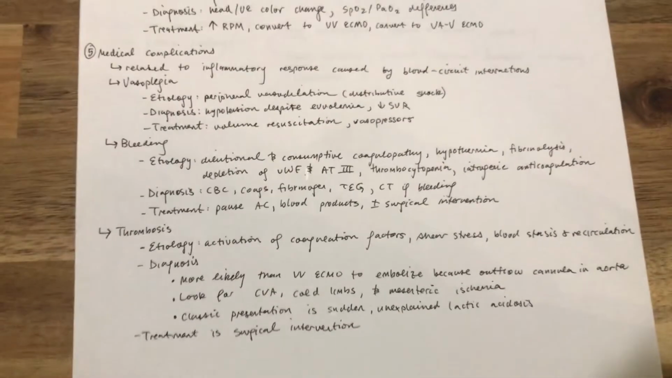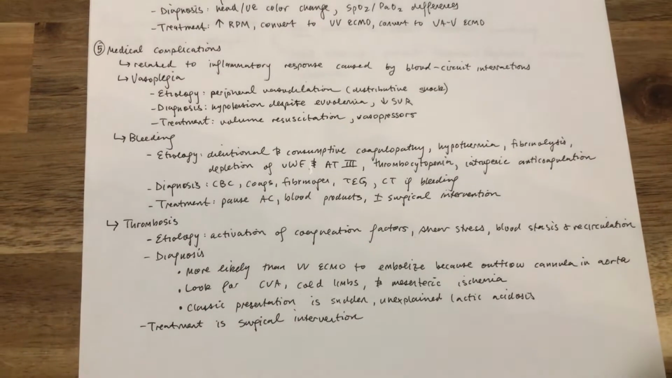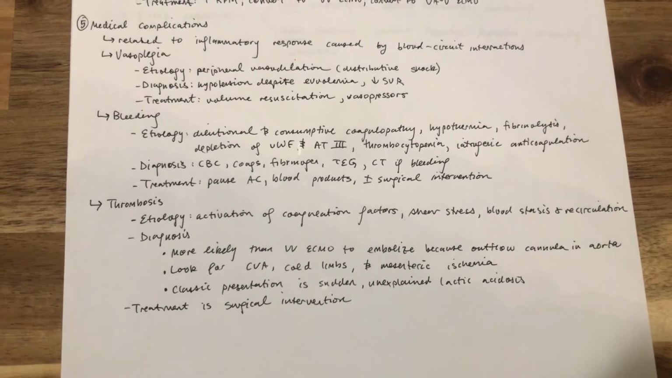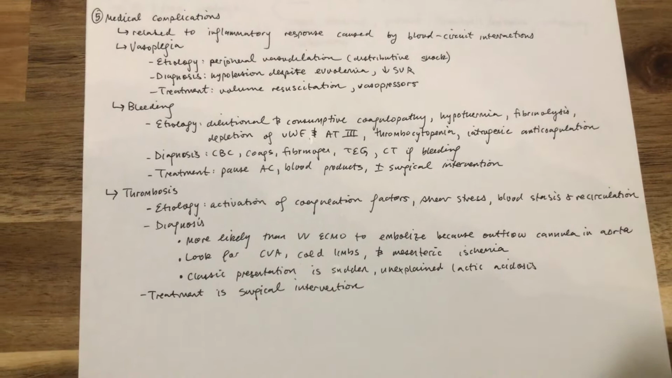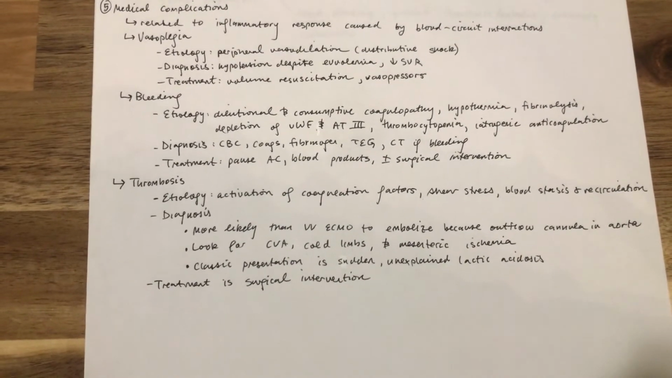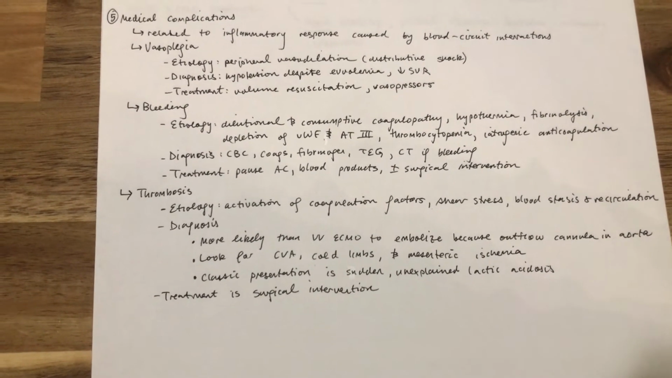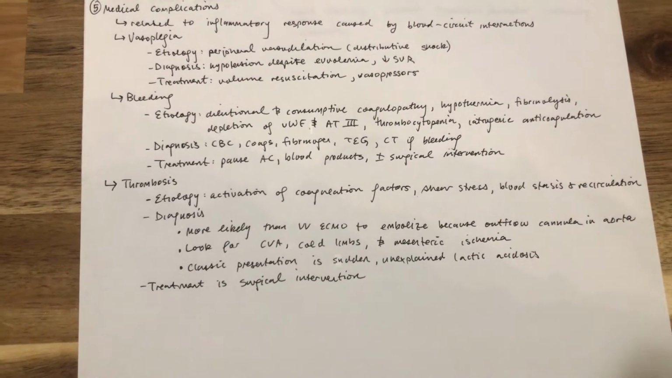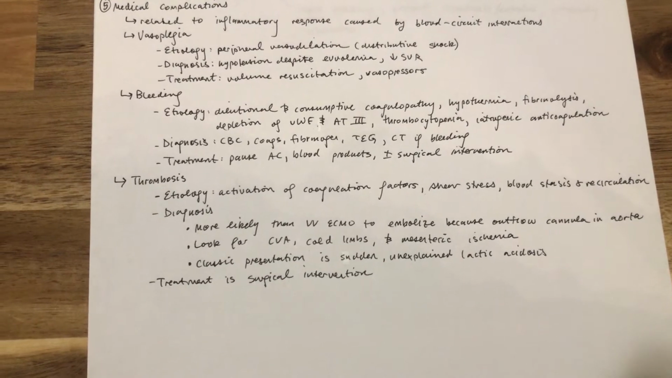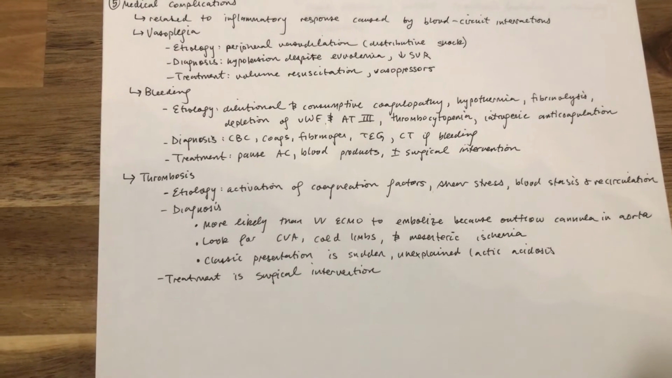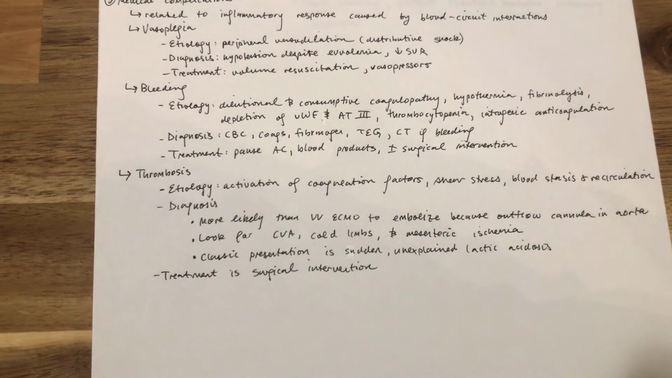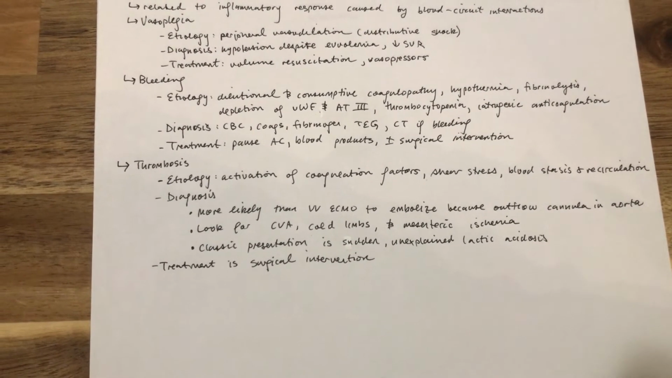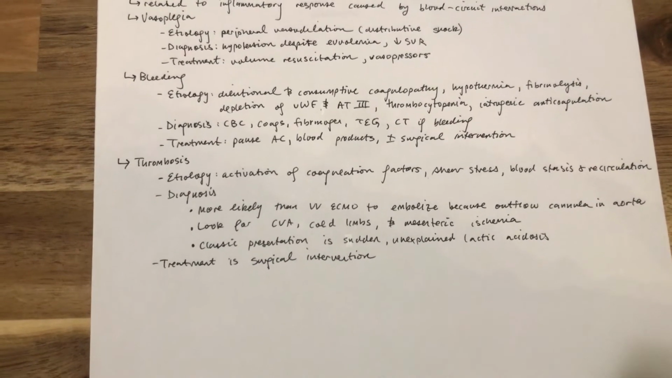Medical complications are again related to the inflammatory response caused by blood circuit interactions. The first is vasoplegia, and one of the main differences between VA and VV is you don't see the vasoplegia issue as much, and this is because the dominant shock phenotype is cardiogenic, not distributive. So you just really don't see it as much due to the circuit interactions.